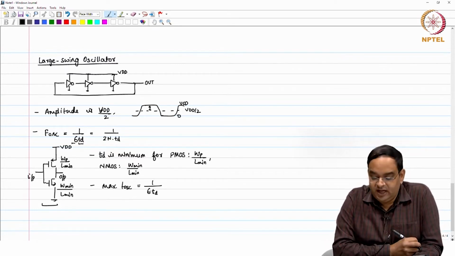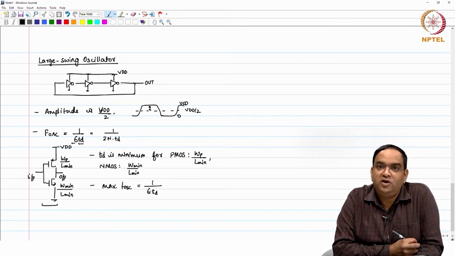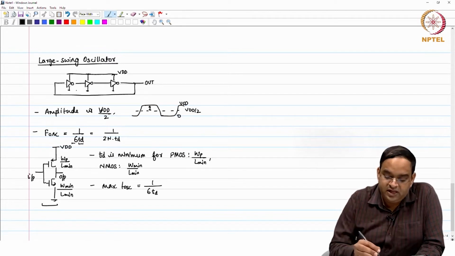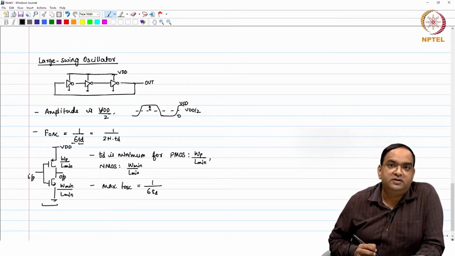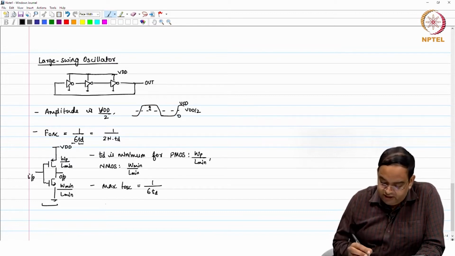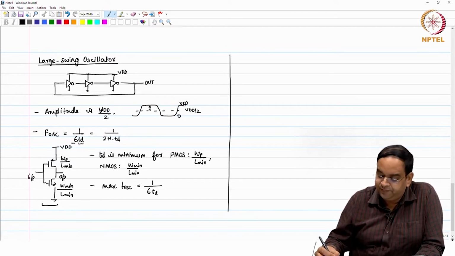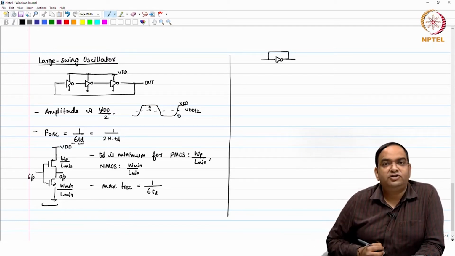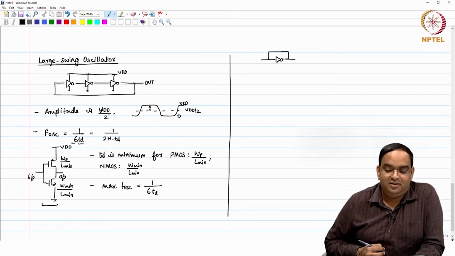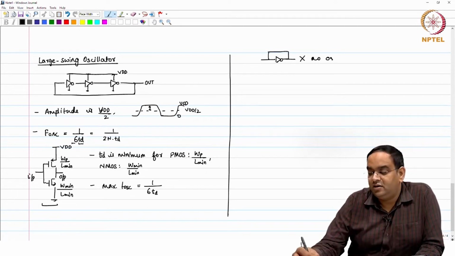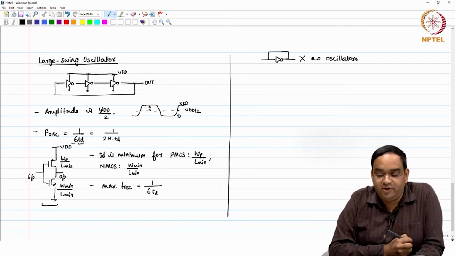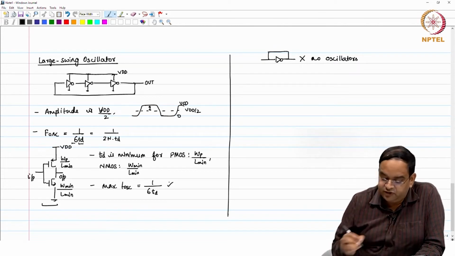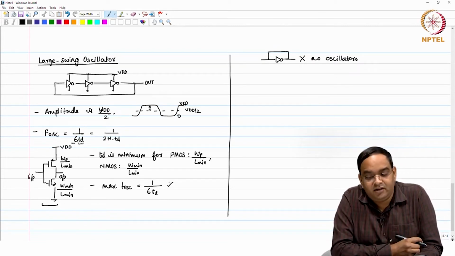Now, you can ask a question, why is it 1 by 6 TD? Well, first thing is we need an odd number of inverters. So, 3 is the minimum in which this particular block is going to oscillate. If you would have chosen only one inverter connected back to back, this is not going to oscillate at all. No oscillations here. With 2 inverters, we have seen the problem with the even number of inverters. So, this is the maximum frequency of oscillation which you can get.